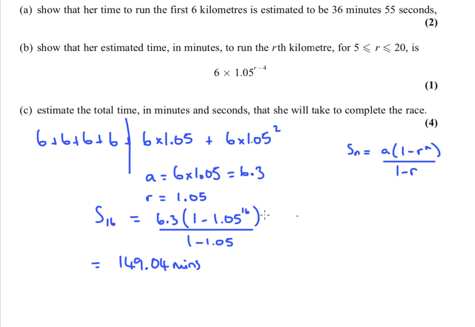And then remember, we need to add on the 24 when she was running at the consistent speed. So total time is that plus 24 minutes. So that's 173 minutes. And it wants it in minutes and seconds. So if I take off the 173 and times by 60, that is 173 minutes and 3 seconds, 2.53, so 3 seconds.